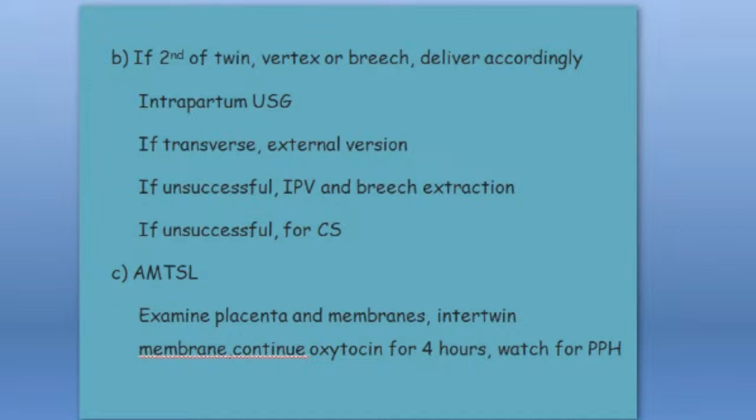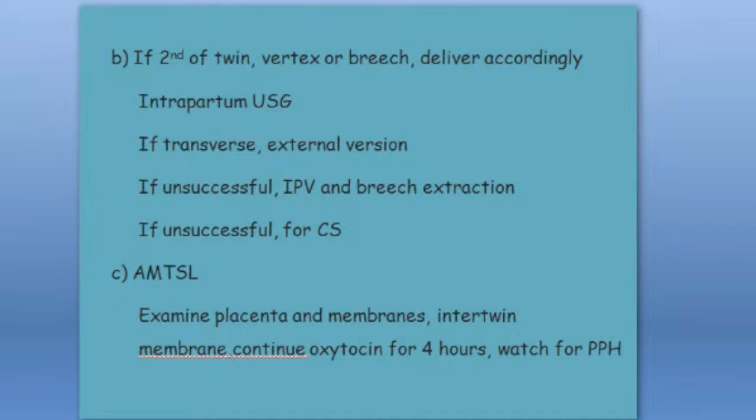Intrapartum USG can be made use of soon after the birth of the first of twin. If the delivery suite has an ultrasound machine, you can very well use the ultrasound to note the lie and presentation of the second of twin, rather than blindly going and doing an artificial rupture of membrane and encountering a cord prolapse or something like that. So intrapartum USG is very, very important and very useful for the management of the second of twin.